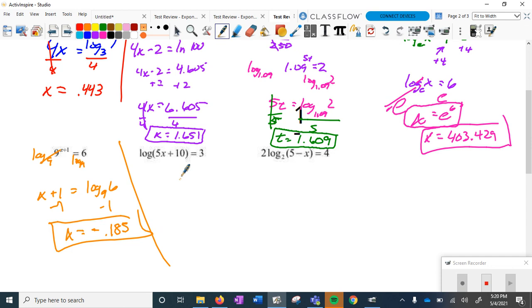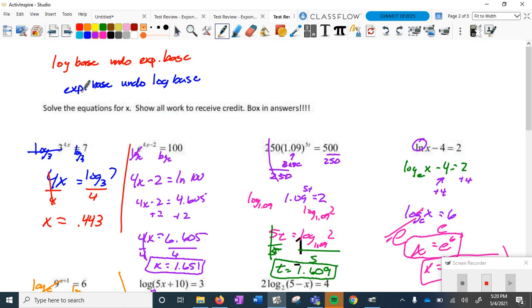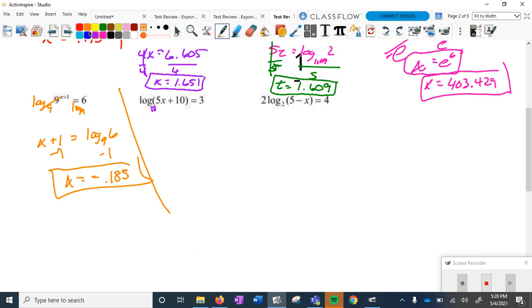Now, the last couple, you notice that the x is in parentheses with something else. That means I can't get to this plus 10 yet. I can't undo it. It's in the parentheses. It's in the log. Again, so here we have another log. What's the base? It's a base 10. When there is no base listed, it's base 10, which means, again, an exponential base will undo a log base. So I'm going to do, let's go green, 10 to this power equals 10 to this power.